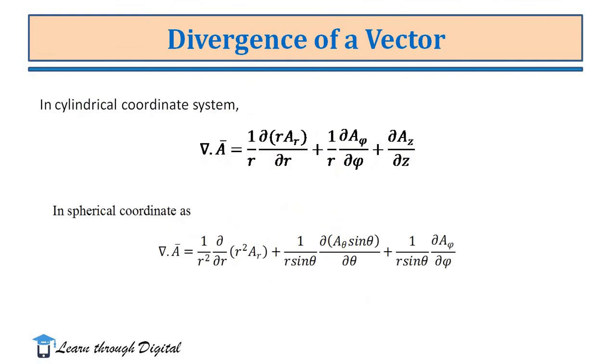In the cylindrical coordinate system, in the same way we can obtain the expression for del dot A vector: 1 by r dou r Ar by dou r plus 1 by r dou Aphi by dou phi plus dou Az by dou z. In spherical coordinates, del dot A vector is equal to 1 by r squared dou by dou r of r squared Ar plus 1 by r sin theta dou A theta sin theta by dou theta plus 1 by r sin theta dou Aphi by dou phi. In this way, we can write the divergence of any vector quantity in the Cartesian, cylindrical and spherical coordinate systems. The divergence of a vector is a scalar.